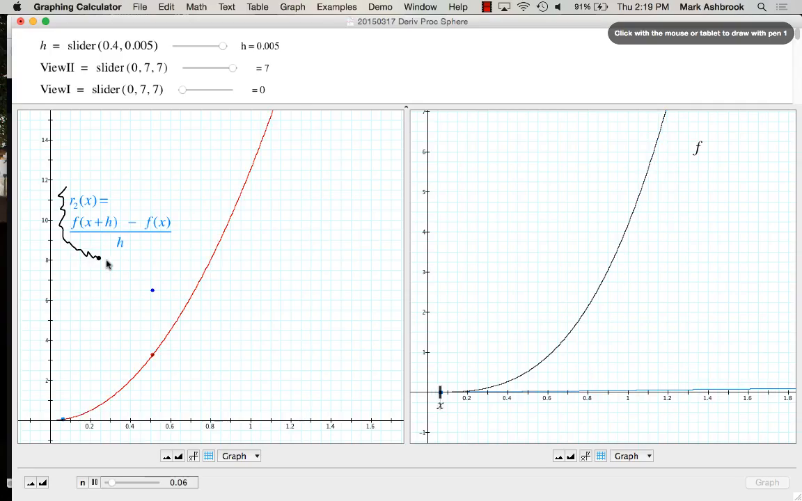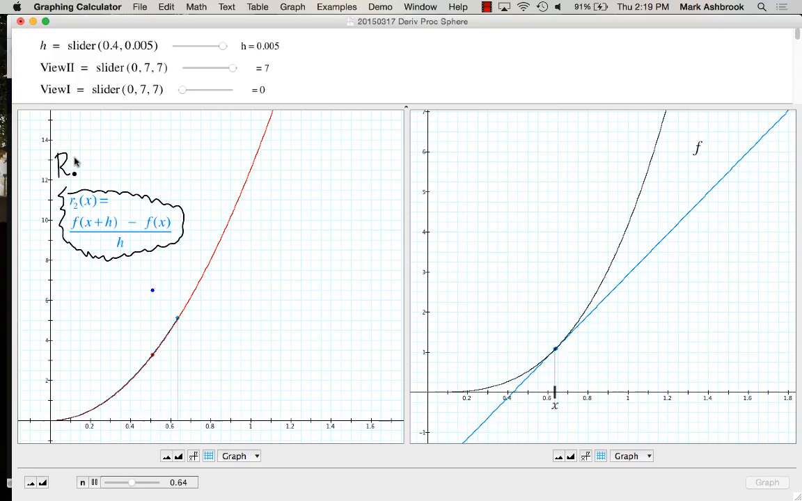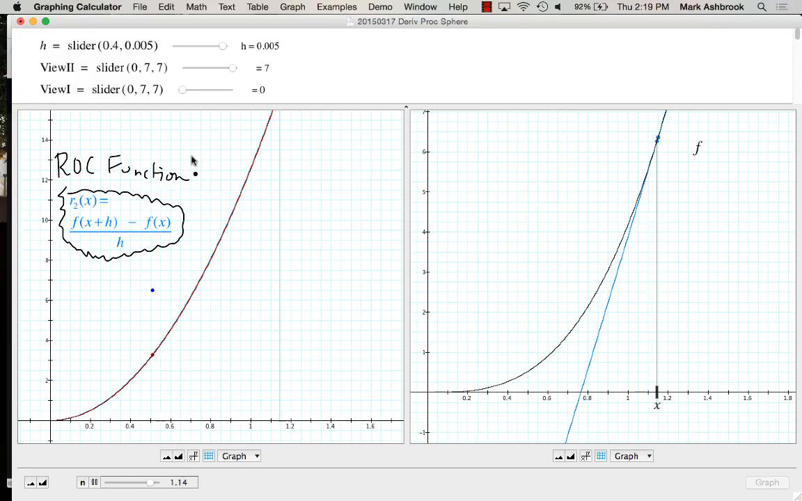So this is the key. This is our rate of change function. Because what is f? It's how much we have, right? F is the volume at any radius. And so now we were able to generate how fast that volume is changing at any radius. It's that function, right? So this is kind of a milestone in this backward journey.